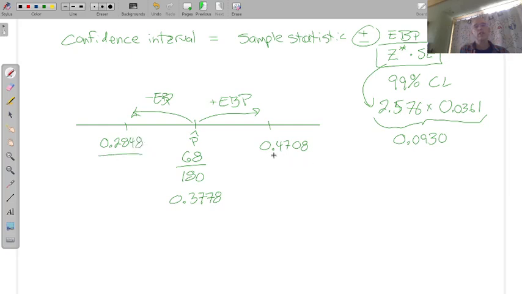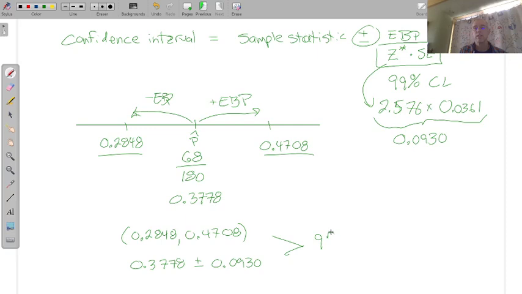So this is our confidence interval. And we state that in multiple different ways. We could state it as an interval. Sometimes we state it as the point estimate plus or minus the margin of error. Either of these represents a 99% confidence interval.